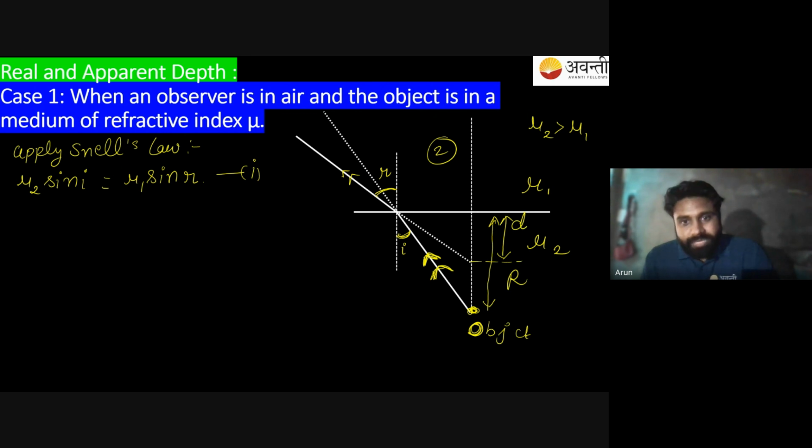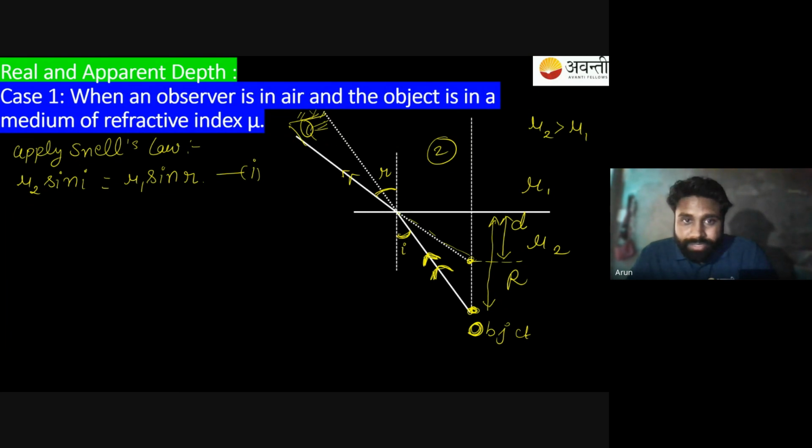Because if the observer is here, ठीक है, so observer को रे कहां से आती दिखेगी? Observer will see the ray coming from this point. ठीक है, so observer को लगेगा कि position of the object is here, not here, but this is the real depth. Okay, and this is the actual depth that we have.